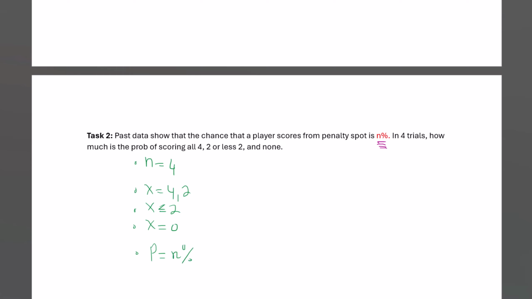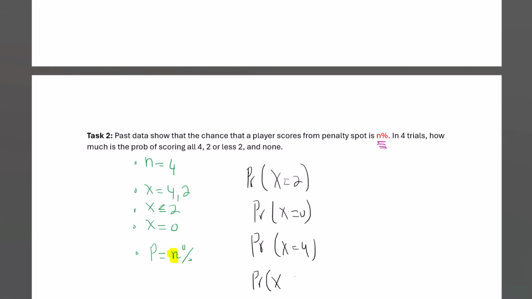Of course, this is something which you have to specify yourself, and then apply the formula to calculate the probability. For example, the probability that X is equal to 2, the probability that X is equal to 0, the probability that X is equal to 4, and the probability that X is less than or equal to 2. So remember that this last one is a cumulative probability, where you have to add 0, 1, and 2, all 3 of them together.